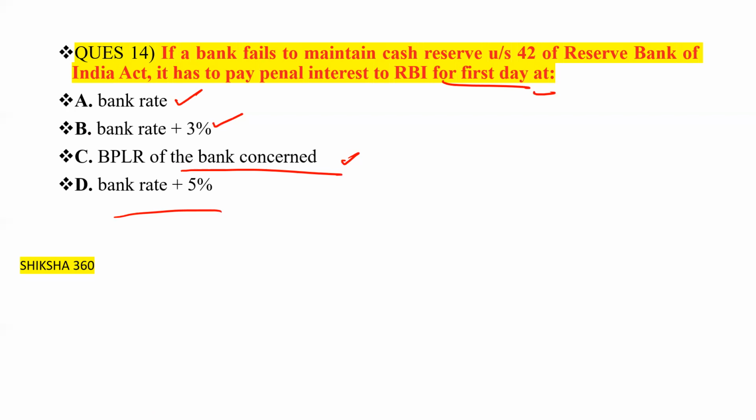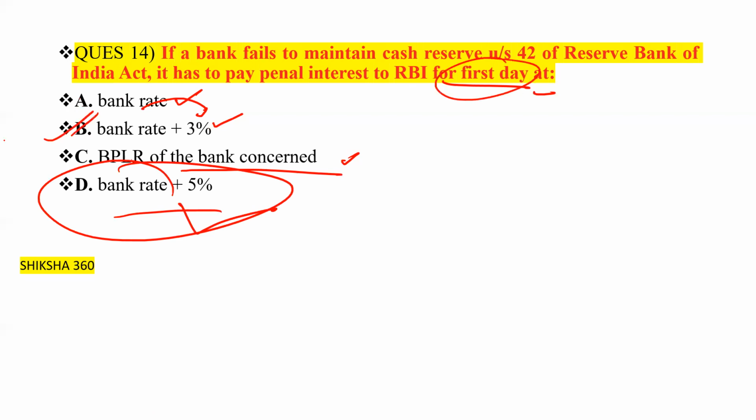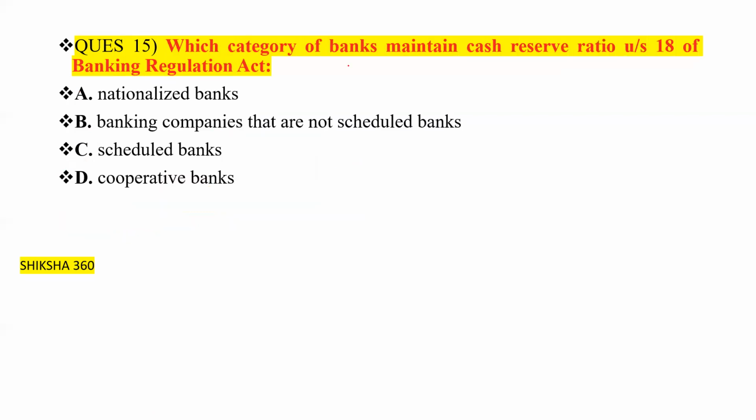Initially they have to pay the penal rate, that is bank rate plus 3%. Later on that will become bank rate plus 5%, clear. So for the first day it was bank rate plus 3%. So option B is the correct answer here. Now move to the next question, question number 15.